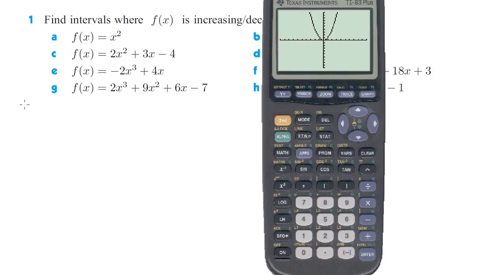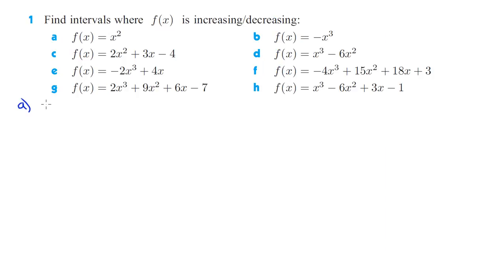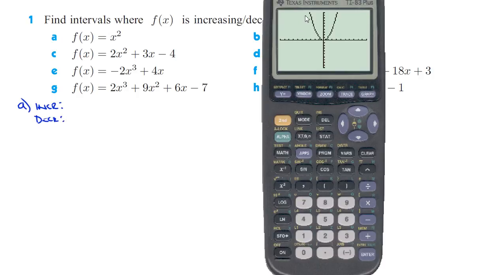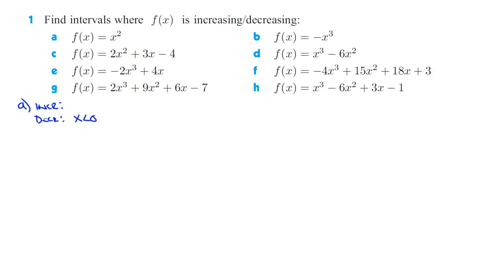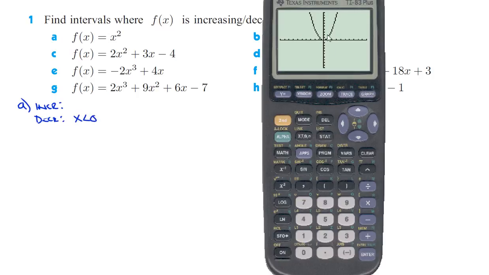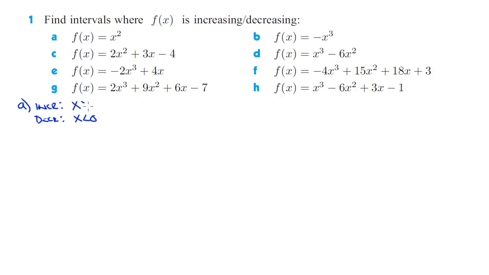Okay, so find when it's increasing and decreasing. So let's do A. All right. So it is decreasing right here at the beginning. So let's start with that one, and again, this is a parabola, it goes on forever and ever. So it's decreasing basically whenever x is less than 0. So decreasing when x is less than 0, and then it's increasing on the other side over here. So that's increasing when x is greater than 0. Right? So x is greater than 0.